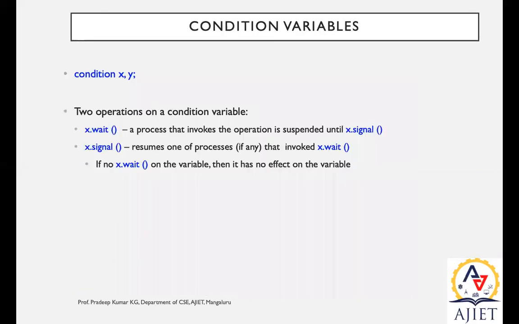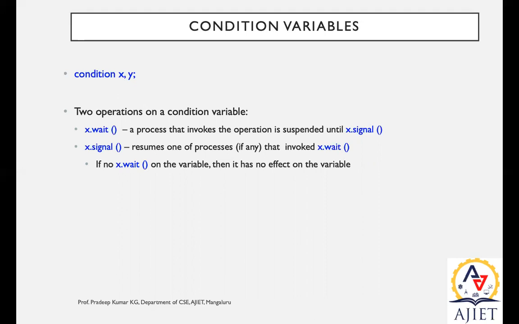Now to have a powerful synchronization scenario, we are supposed to follow some schemes with some conditions. Condition X, Y: using these, two operations can be performed on a condition variable. One is wait and the other is signal. X.wait means the process that invokes the operation is suspended until X.signal is invoked. On the other side, signal resumes one of the processes, if any, that invoked wait. That means two operations can be set up under this criteria.